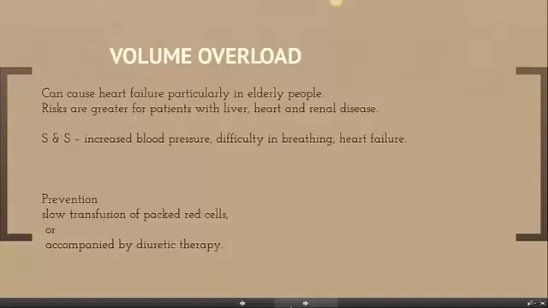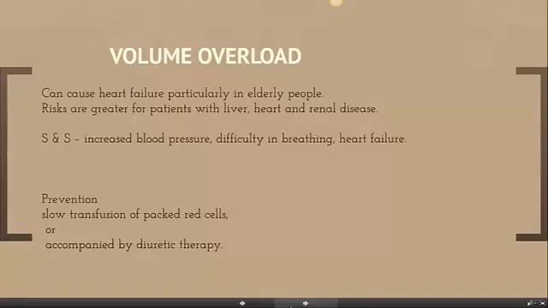One of them is volume overload, and this can cause heart failure because the heart cannot compensate for the increased volume that occurs after transfusion. The signs and symptoms of this volume overload are increased blood pressure, and also difficulty in breathing because the fluid has filled up their lungs, and also heart failure.